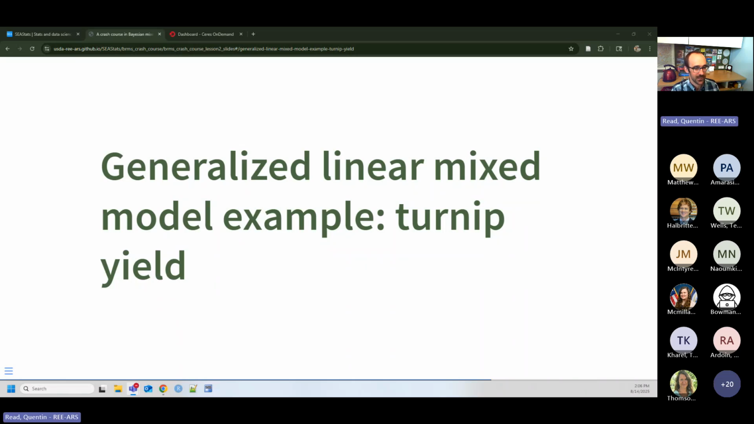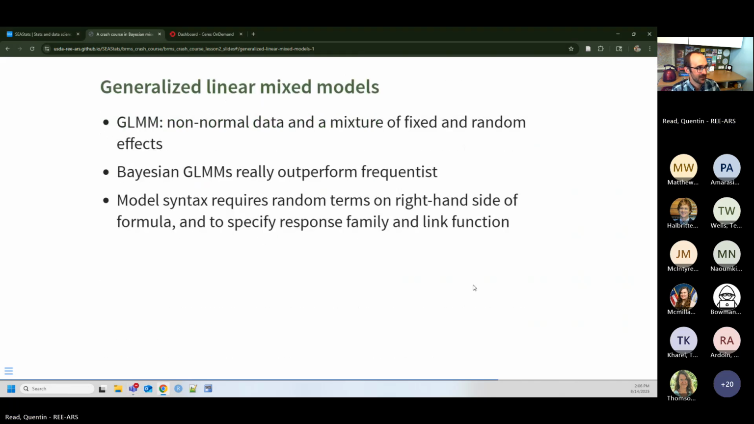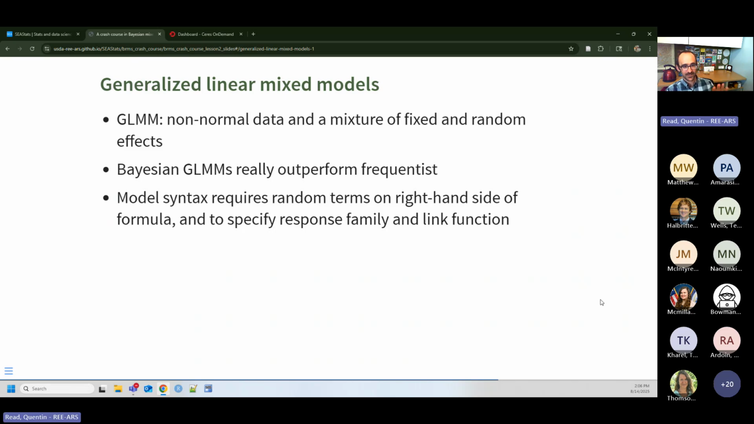Okay, so here is our next example. We're going to do a generalized linear mixed model to look at an experiment on everyone's favorite vegetable. Yes, that's right, turnips. And we're going to look at what factors influenced differences in yield of turnips. As I said, this is going to unite the tools we've learned so far, the generalized linear model for non-normal error and the mixed model for fixed and random effects put together to make it a GLMM.